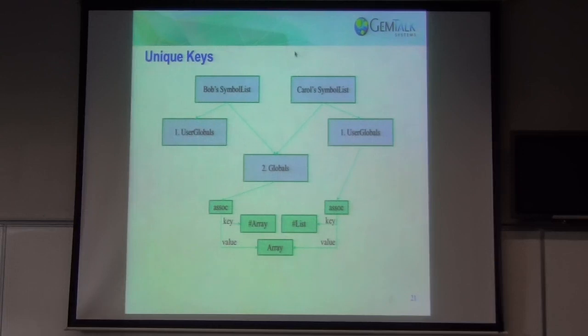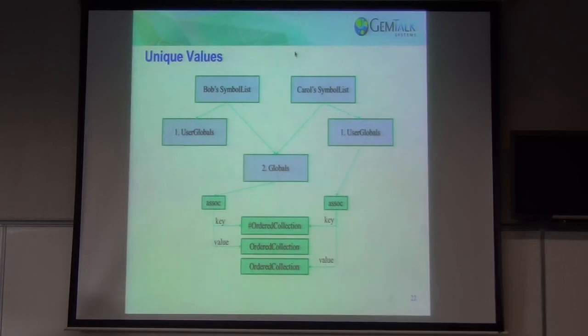We can also have unique keys. So Bob can get to globals and an association, a key named array, can point to the class named array. For Carol, in her user globals, she can have an association where the key points to list and the value points to array. So when this user resolves a global named list, you could say list new, and that would give you a new array.